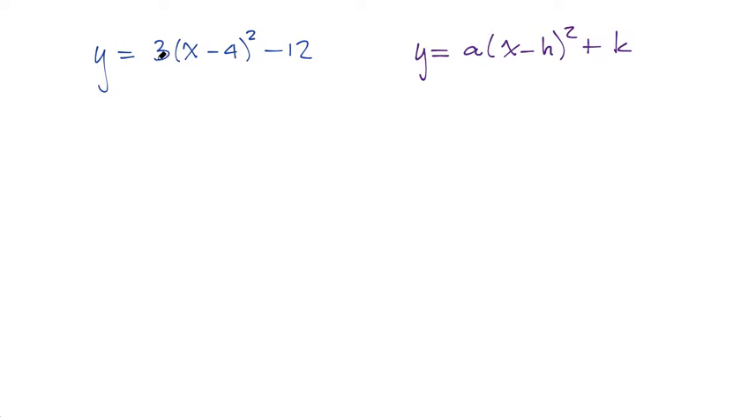First, I know that a equals 3. Since a equals 3, which is greater than 0, it means that it opens up. My parabola will open upwards, okay?